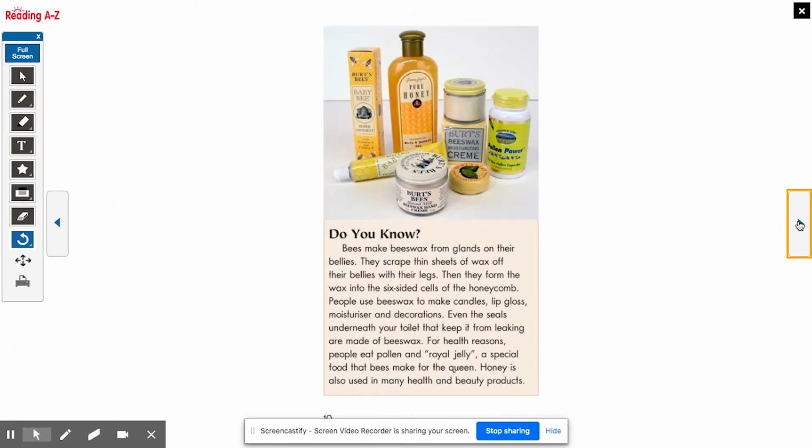This tells about some of the things that are made from beeswax. Bees make beeswax from glands on their bellies. They scrape thin sheets of wax off their bellies with their legs. Then they form the wax into those six-sided cells of the honeycomb. The beeswax is used for candles, moisturizer, decorations, and even the seal under your toilet.